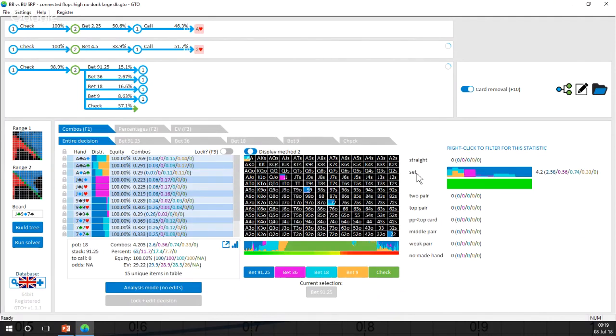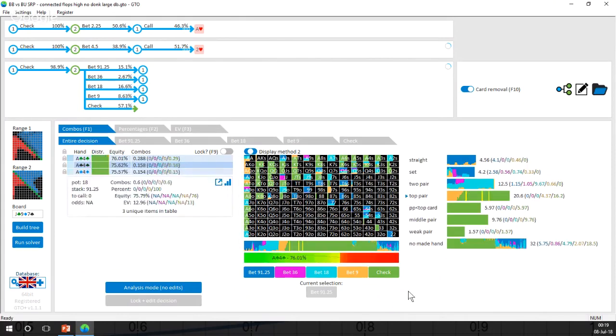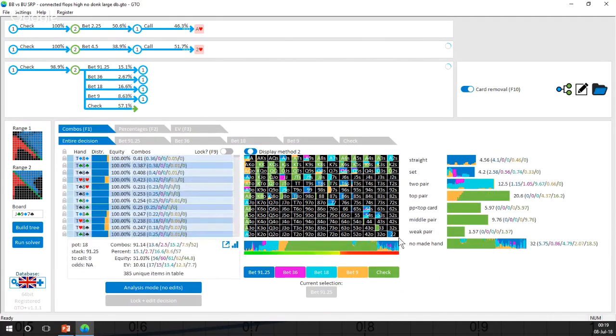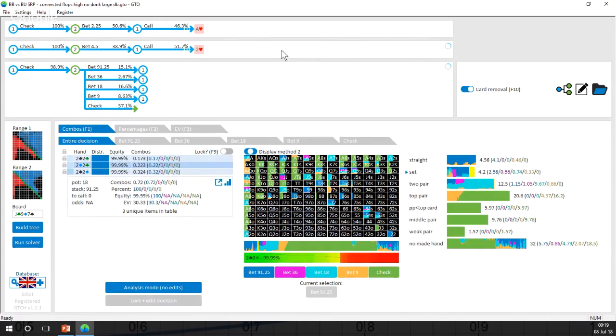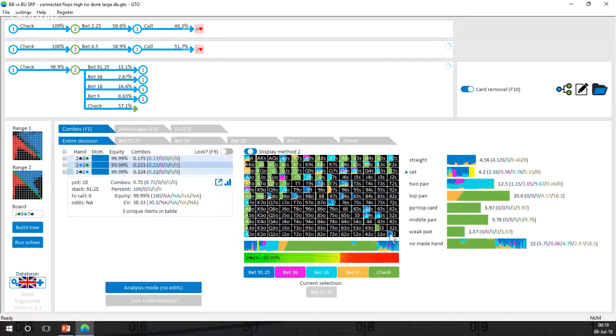So we're double barreling. I see it says half of the twos. Are we double barreling all of our twos, or just half? It's just some of the twos, right? So we bet some of the twos on the flop, around half of them.